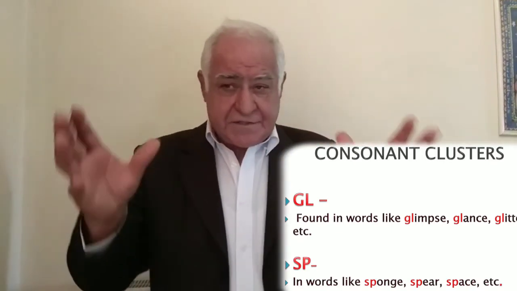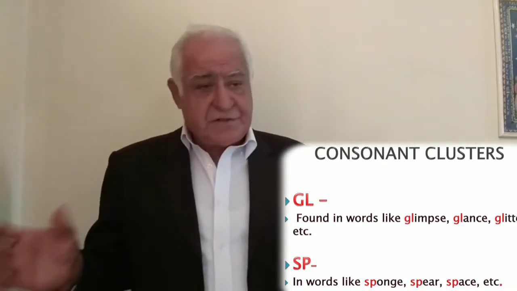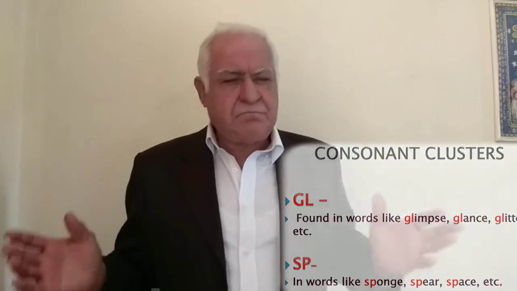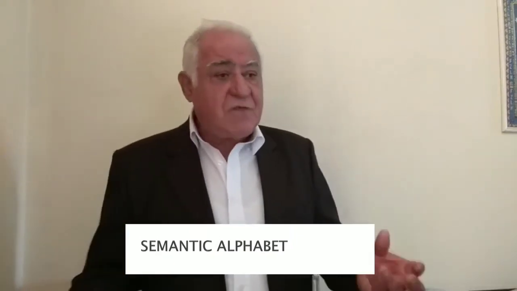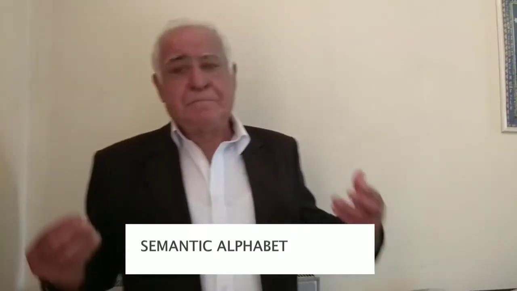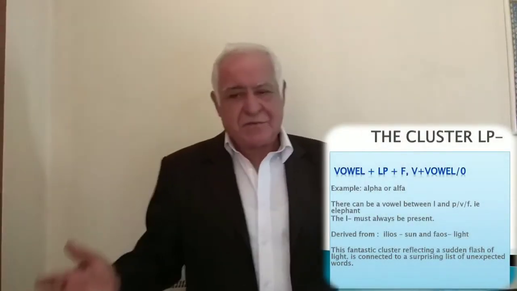And so all these clusters, which don't come into thousands, they're only about 3,000, constitute what I call a semantic alphabet. This means that one can have a key to the etymon, the central core idea of thousands of words, to help him conquer all this vocabulary. Now, in this mini presentation today, I will give you the cluster LP, which I call the alpha cluster, as it denotes a beginning of something.